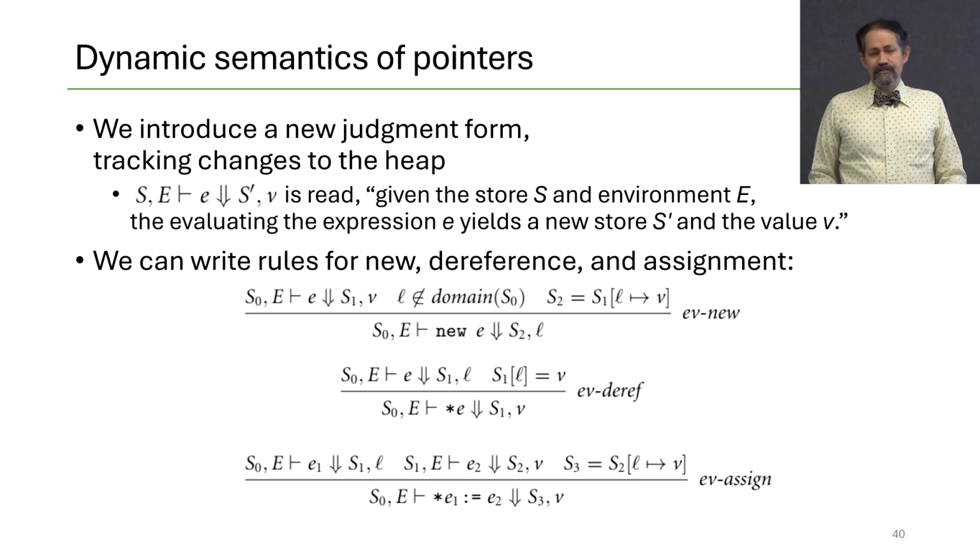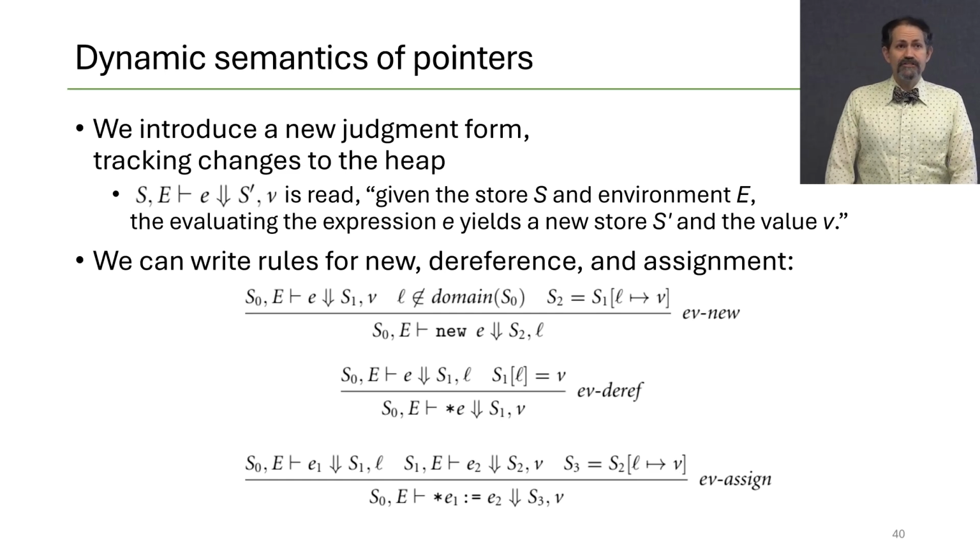The value that we get out of it is just the location that we allocated. This business about choosing a new location is implemented in the compiler with an allocator that might simply have a list of free locations and choose the next one off of the list.